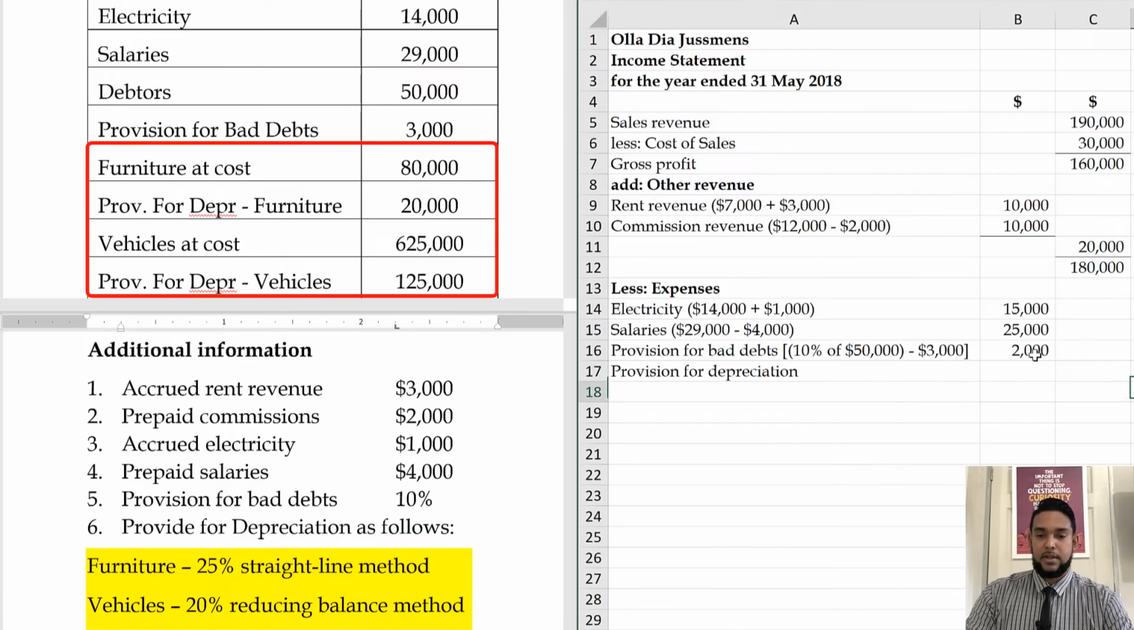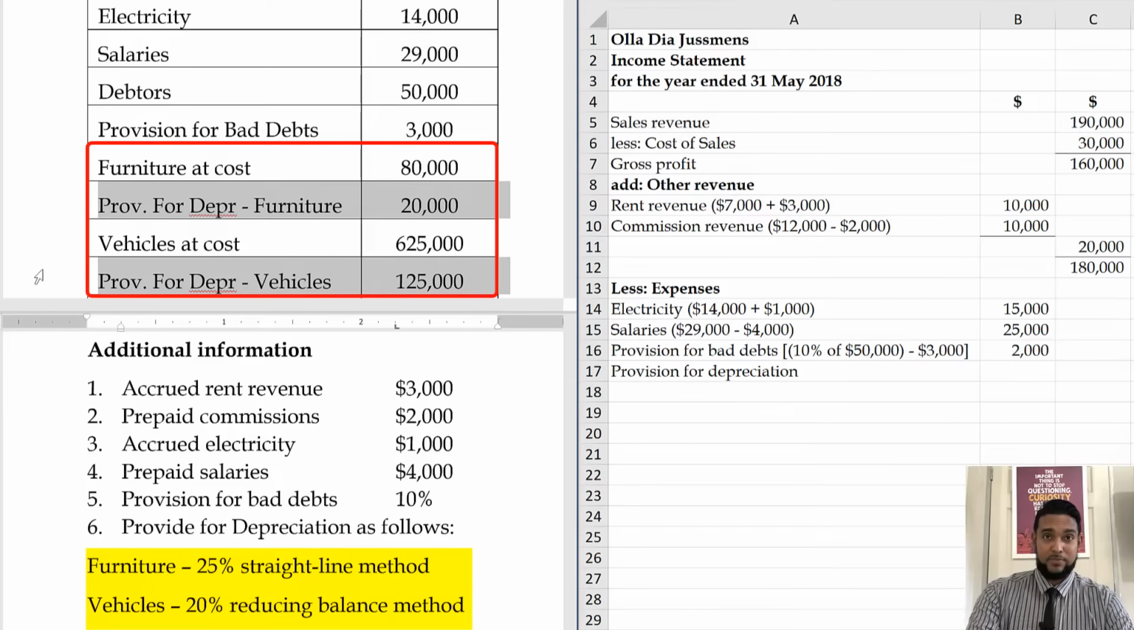Next we have the provision for depreciation. Now, depreciation is charged on non-current assets, or some of you may know it as fixed assets. If we look across in our above information here, we have two fixed assets: furniture and vehicles. And we also have provision for depreciation on those assets already. Now, what is that provision for depreciation? Do we just take that and put it in the income statement?